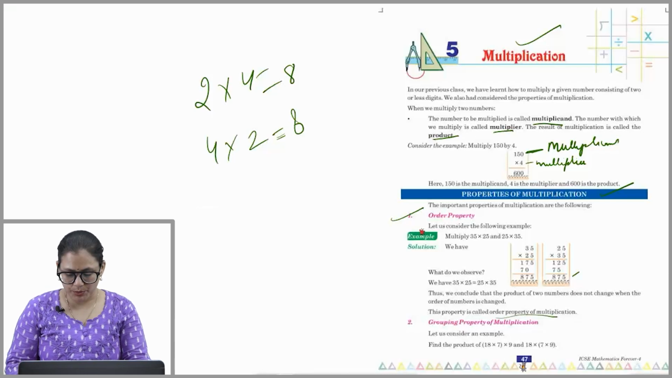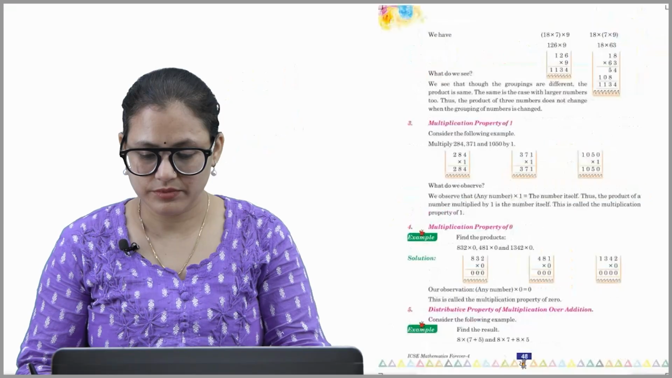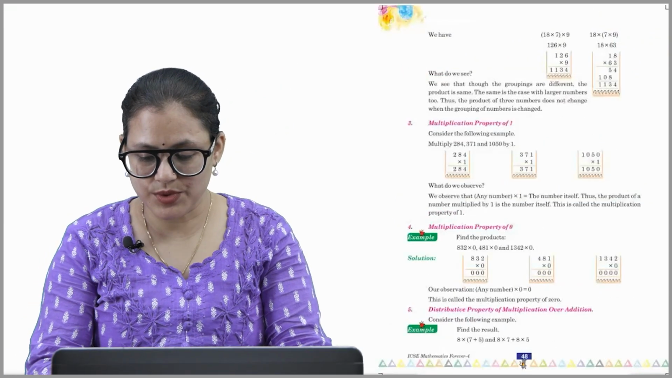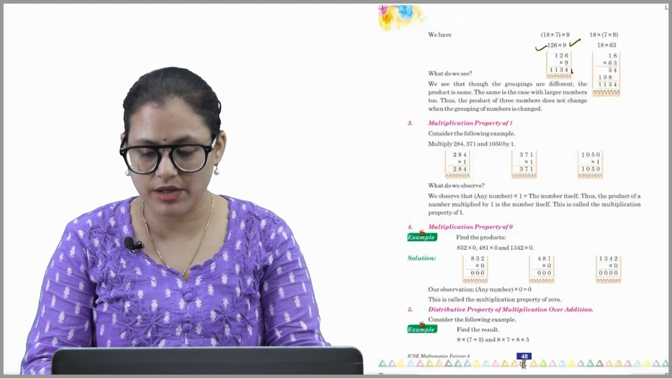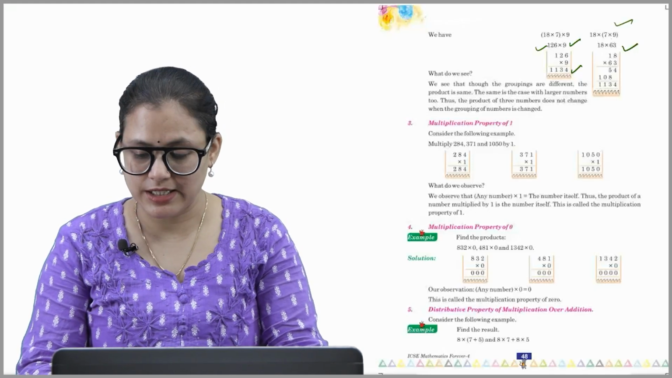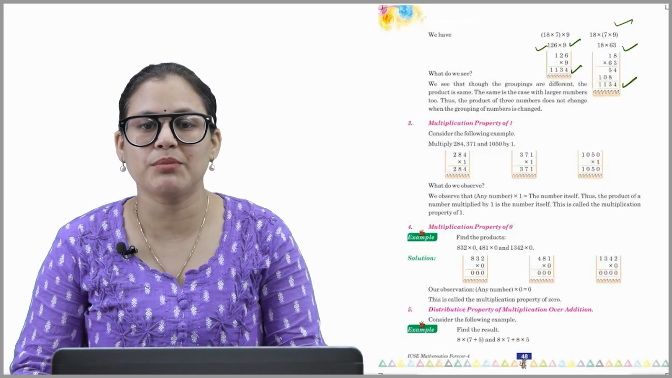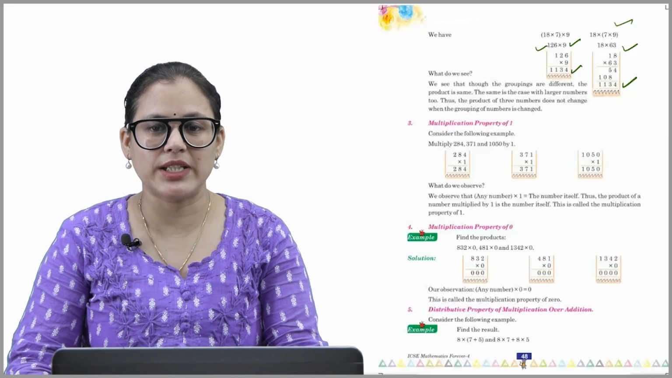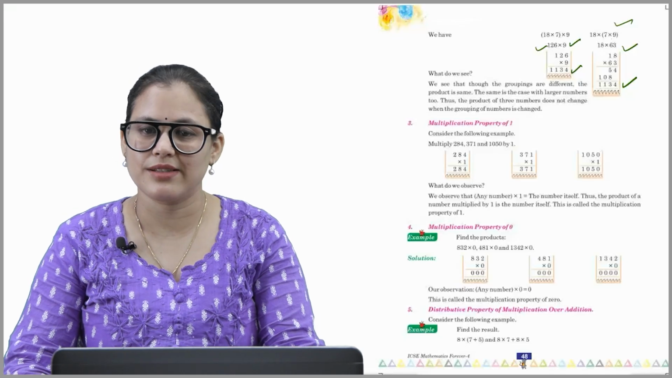Number 2, grouping property of multiplication. Let us consider an example. Find the product of (18 into 7) then into 9, or 18 into (7 into 9). So we have 18 into 7 is 126, into 9, okay, and 126 into 9 is 1134. And if we multiply this way, 7 into 9 is 63, then you will multiply 18 into 63, you will get the same product. So what do we see? We see that though the groupings are different, the product is the same. The same is the case with larger numbers too. The product of 3 numbers doesn't change when the grouping of numbers is changed, okay.